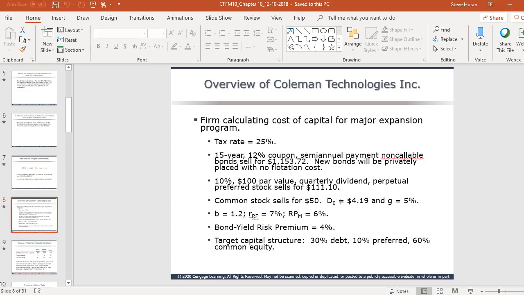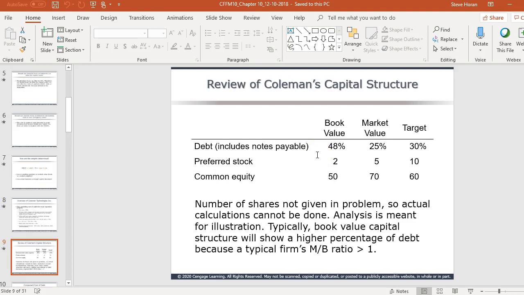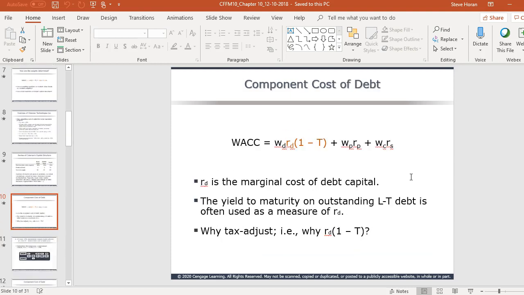And they're really planning on issuing some debt. That's their goal right now. So knowing that, they're going to increase debt, which would then decrease the other ones. Their goal is to go 30, 10, 60 with their weighting as they make decisions going forward with rearranging their capital structure. So that's the one that really matters.